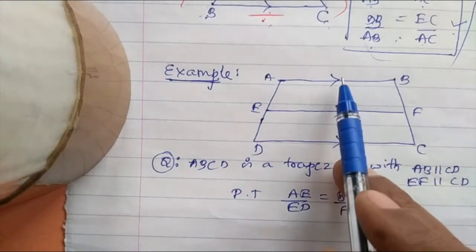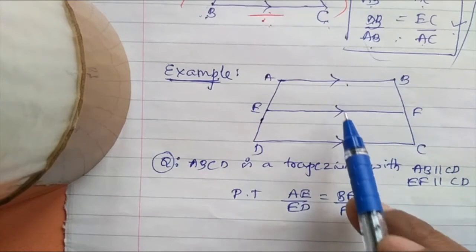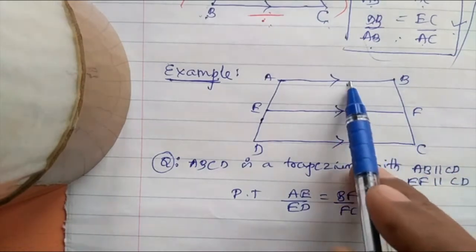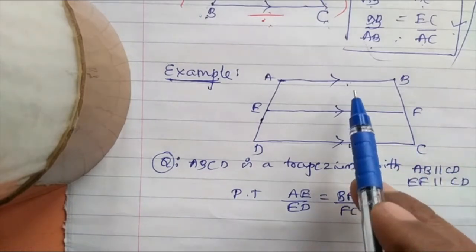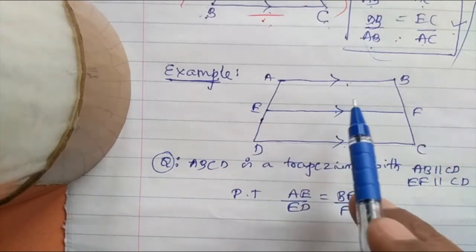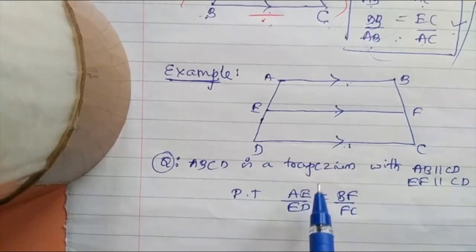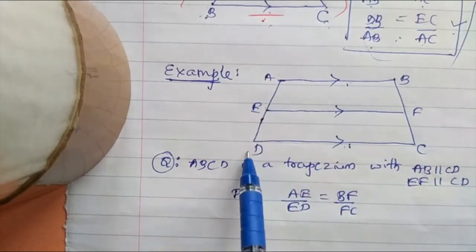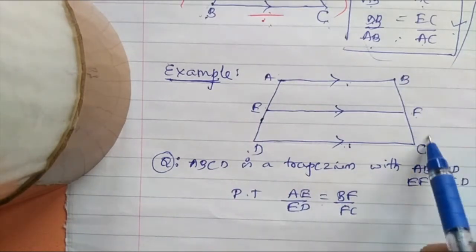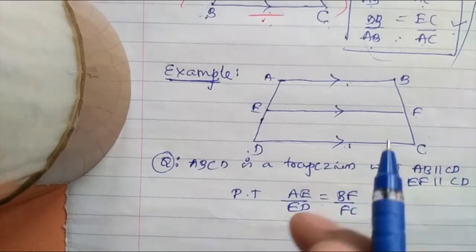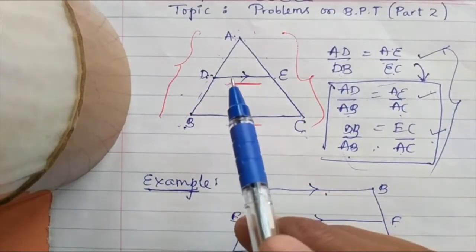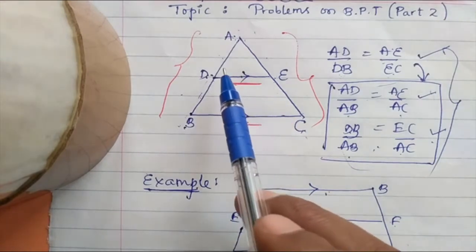Look at these: all three lines are parallel, two are sides and one more is another line. AB is parallel to CD because it is a trapezium. EF is parallel to CD, one more line given inside the trapezium. Now what to prove? AE by ED, this part, is equal to BF by FC, this part. As you know, in BPT, in any proof, this kind of diagram would be given.